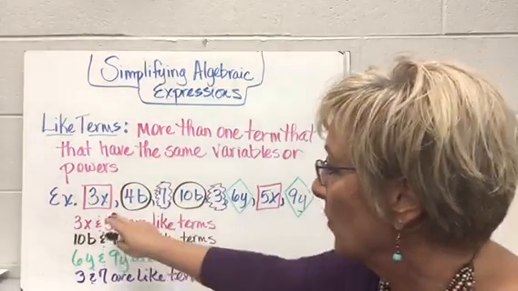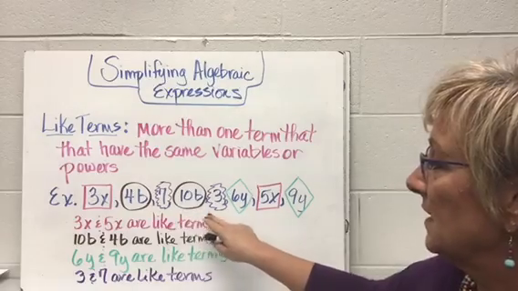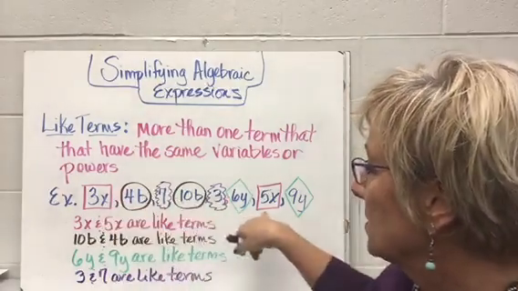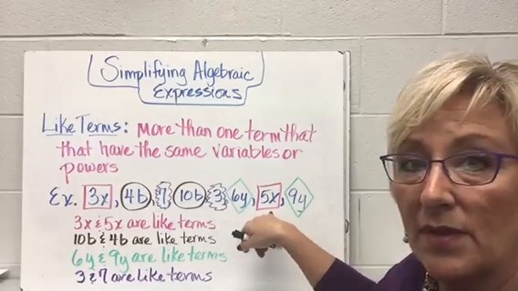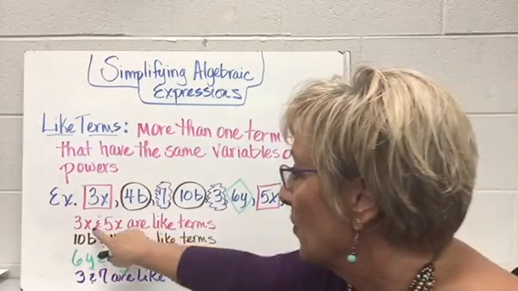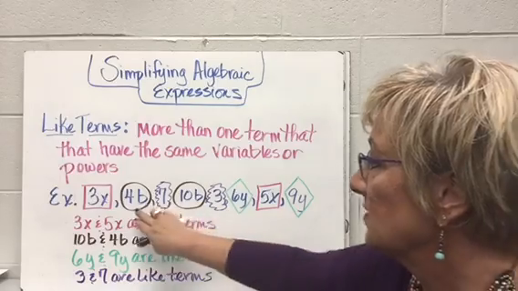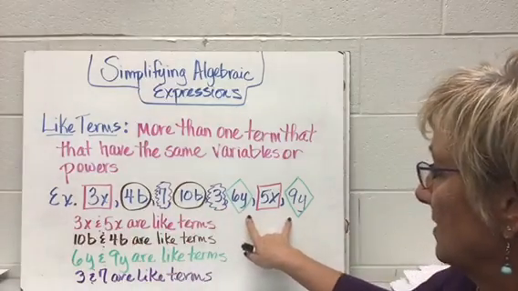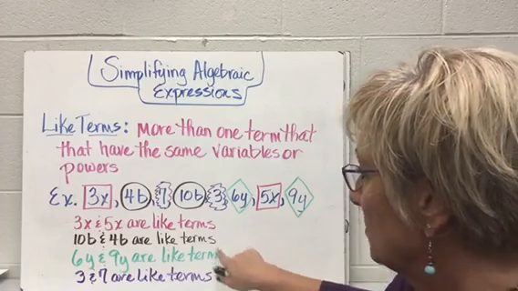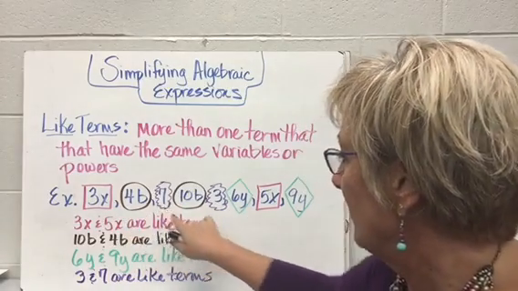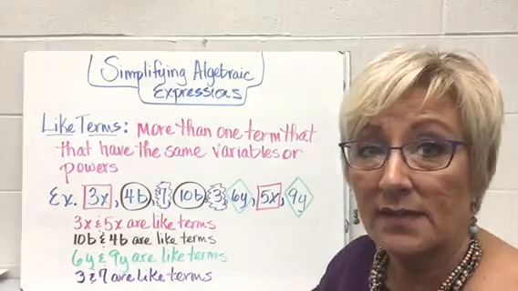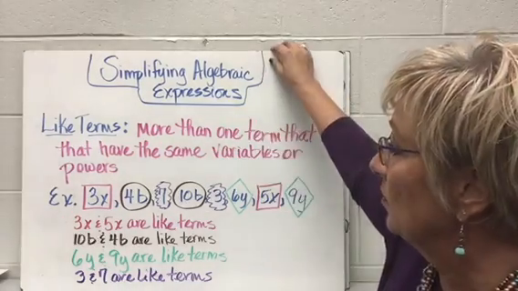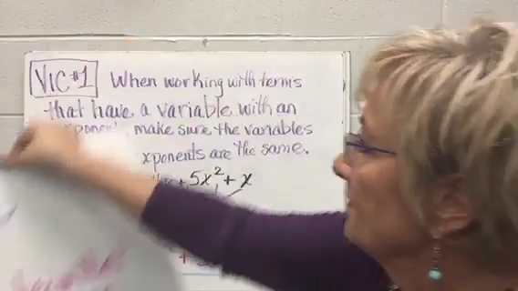For example, I've got 3x, 4b, 7, 10b, 3, 6y, 5x, and 9y. I have put pink squares around those that have just an x. So the 3x and 5x are like terms. I circled my b's with brown. Those are like terms. My y's, I've got a 6y and a 9y. Those are like terms. And when I'm looking at 7 and 3, those are constants, and those are going to be like terms because they can be added together and simplified when we're working with our expressions.